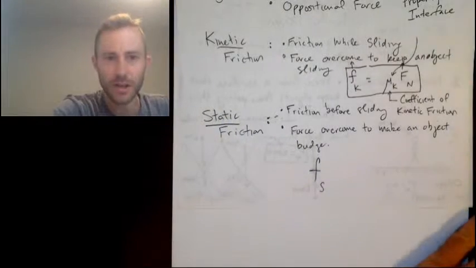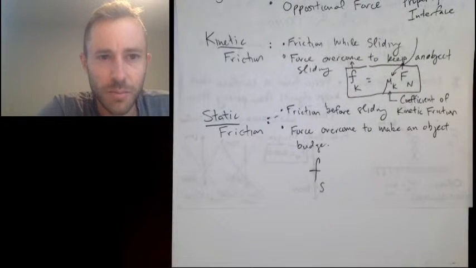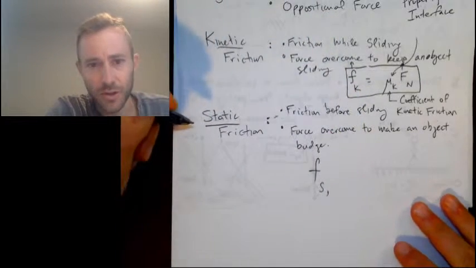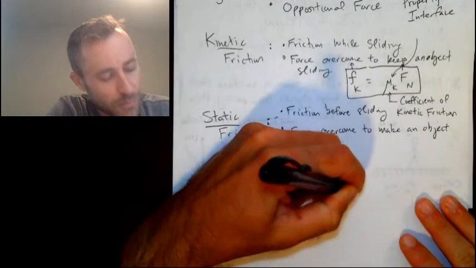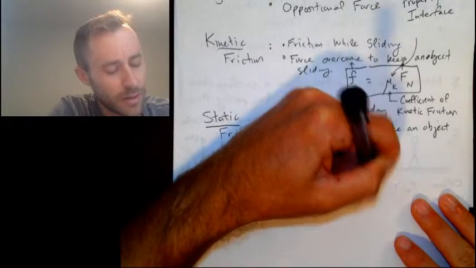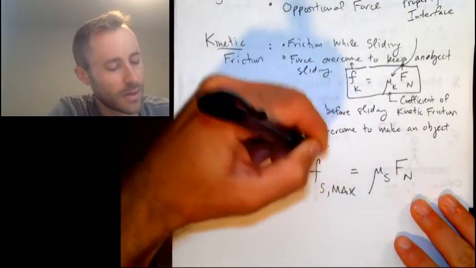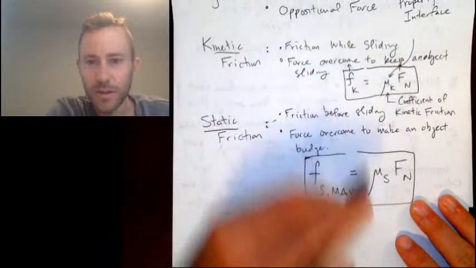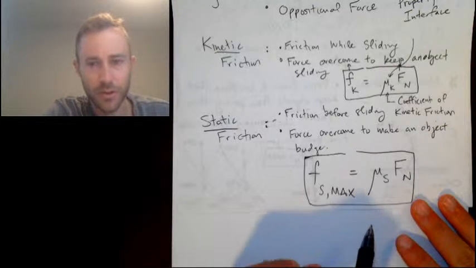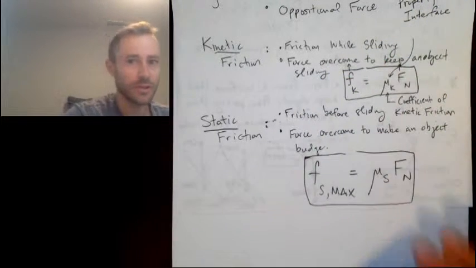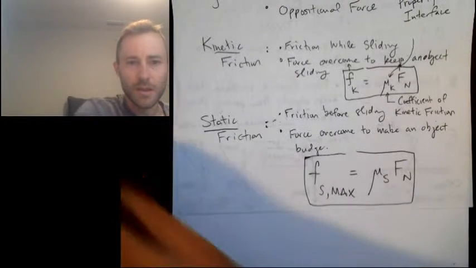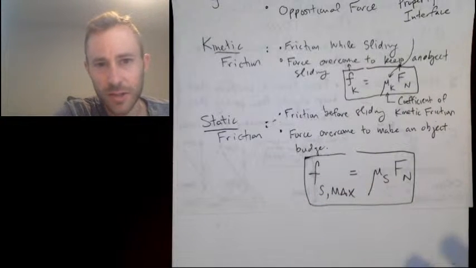So the amount of static friction force depends on how hard you push. But one thing that's true is there is a maximum value for static friction. And that maximum value is mu sub s times normal. So mu sub s is predictably the coefficient of static friction. There's a coefficient of static friction and there's a coefficient of kinetic friction. Generally speaking, kinetic friction is smaller than static friction.